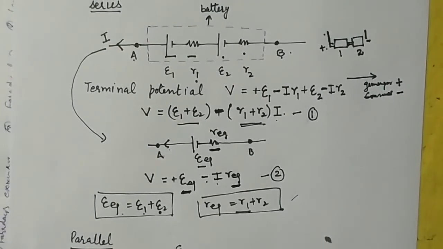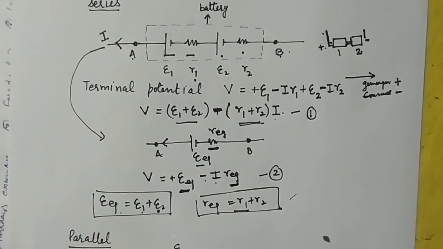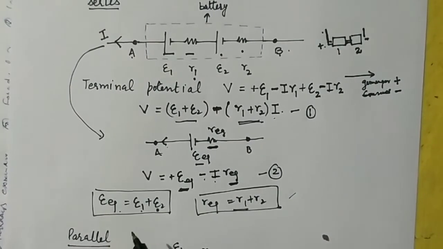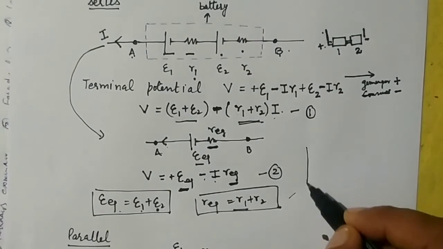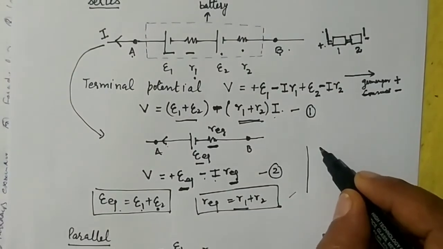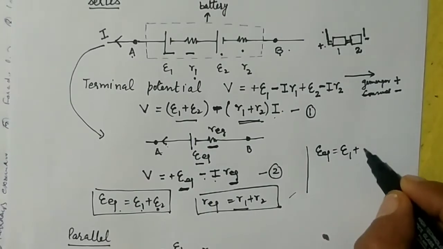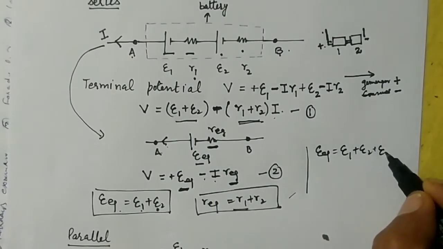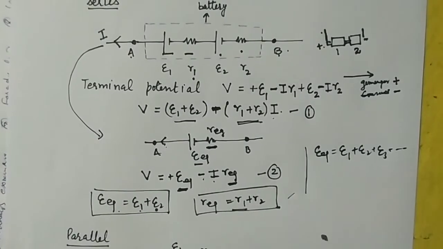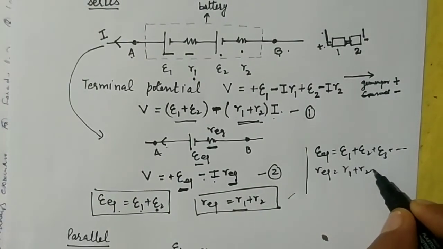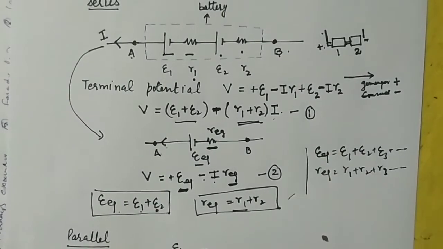So we can say that when the cells are in series combination, the equivalent EMF is equal to the sum of the individual EMFs. That is, if we have 4 or 5 cells in series combination, then the equivalent EMF will be equal to E1 plus E2 plus E3 and so on. And the equivalent resistance will be equal to R1 plus R2 plus R3 and so on.